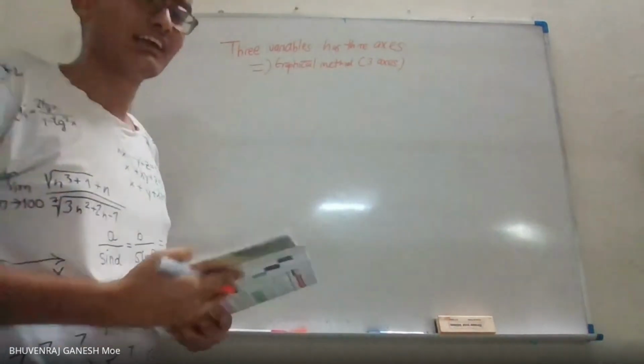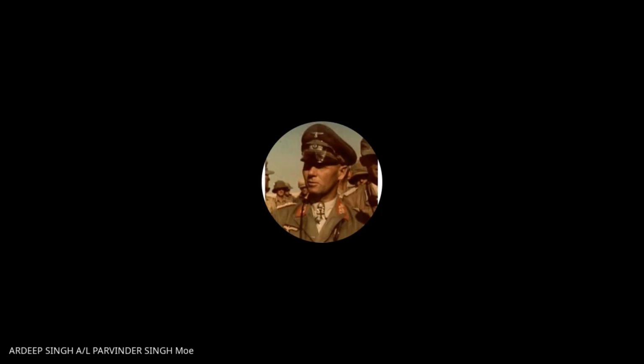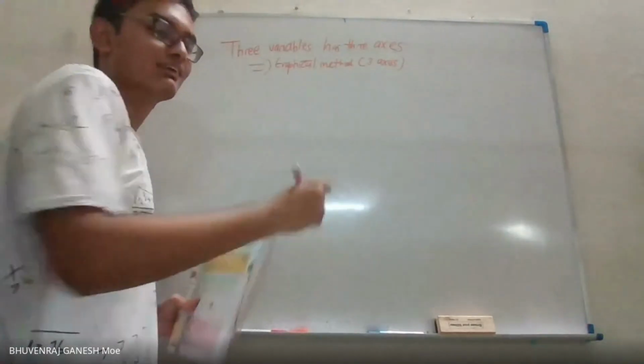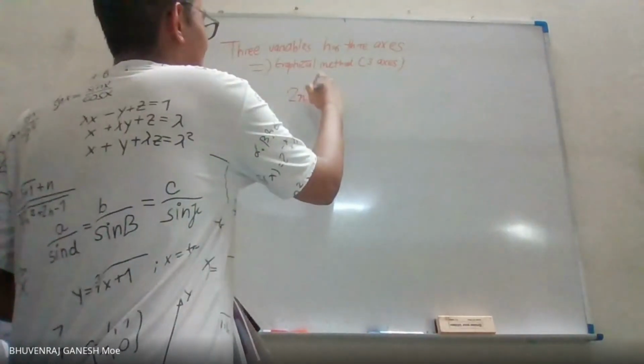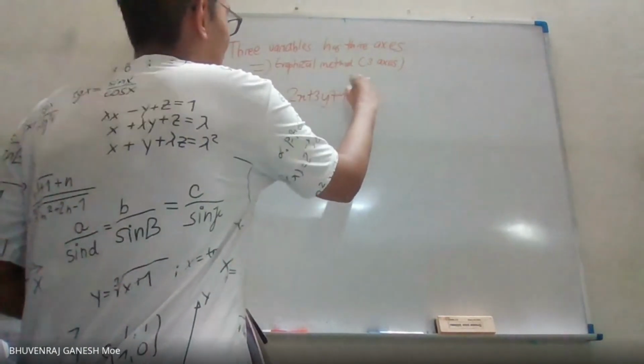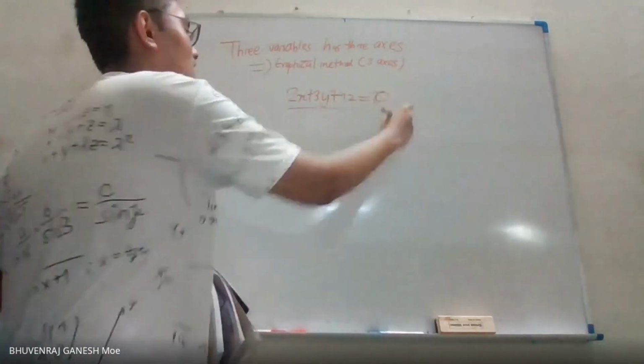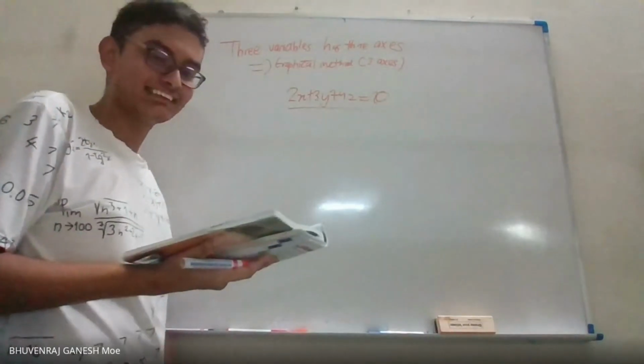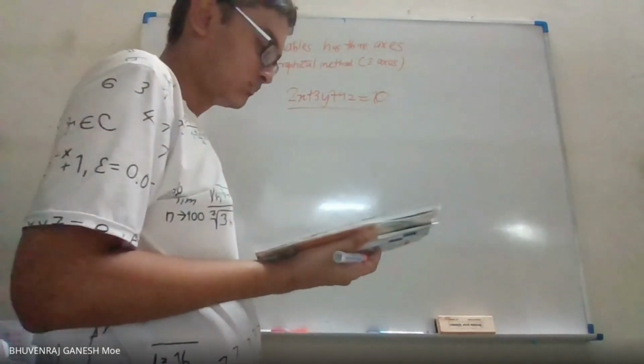Okay, wait, let me try. You give me the equations, so let me try. Then I'll see whether I can give you. Just use your normal equation like 2x plus 3y plus 4z equals, let's say, 10. Something like this. Okay, now I'm gonna try. So for the rest of you, let's see.